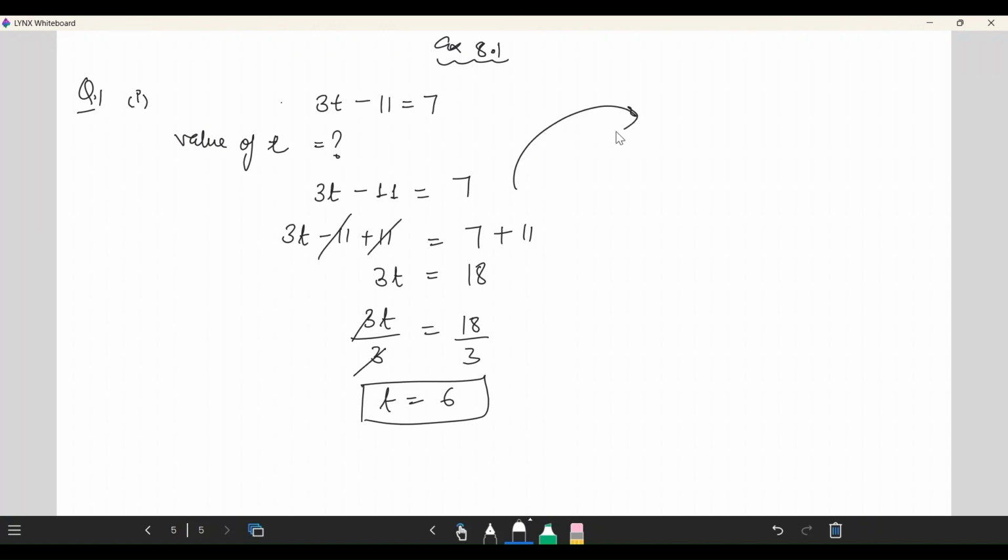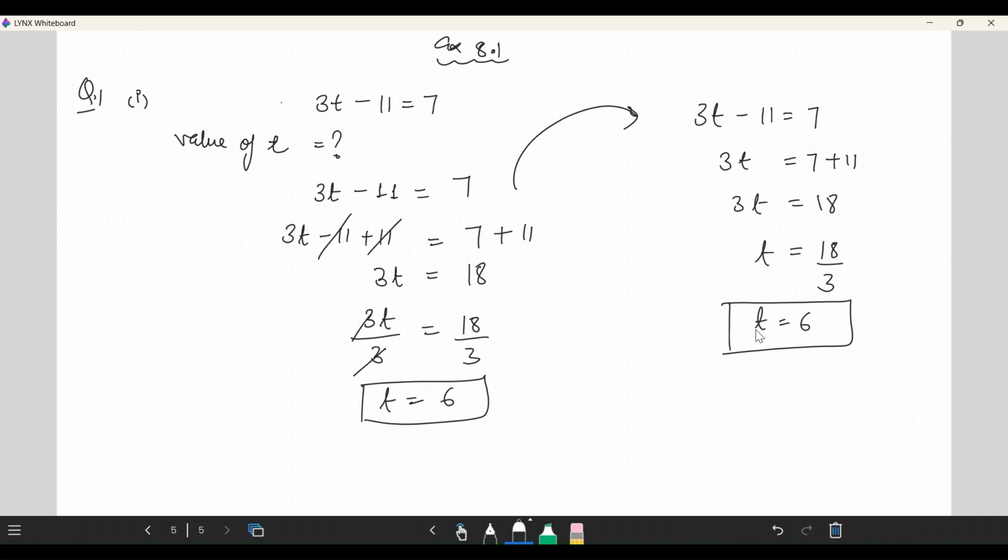Okay. Now in our simpler method, 3t minus 11 is equal to 7. What you have to do is transfer 11 from LHS to RHS. So the negative will become positive, 11, so 3t equals 18. 3 is multiplied by t. When it goes to the other side, it will come in division. So t is equal to 6. So both methods are easy and accessible.